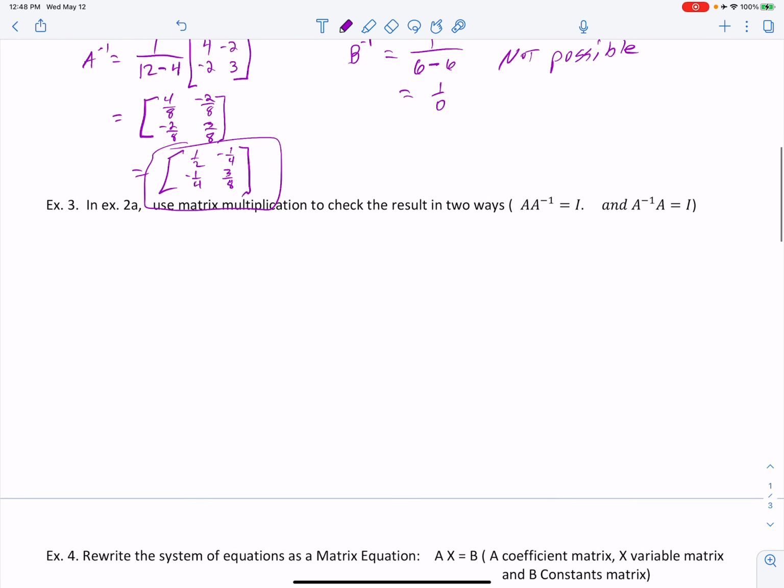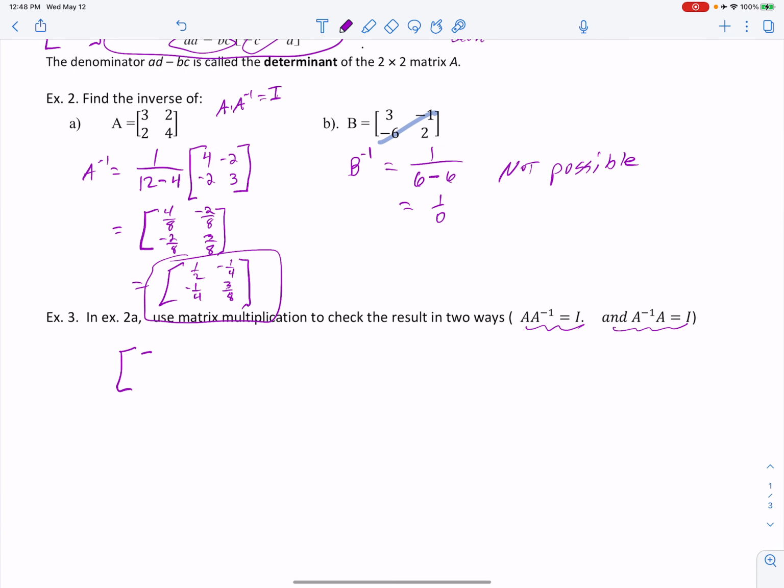So this example 3, it says use matrix multiplication to check the result in 2 ways. That A times A inverse is the identity, and A inverse times A is the identity. And so I can take from 2A, matrix A, and multiply, so A times its inverse, and see what happens when I start multiplying.